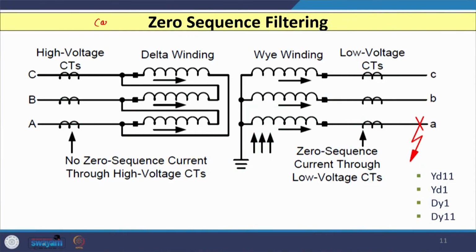Now, the second case we need to consider is the zero sequence filtering, or zero sequence compensation. To understand this, let us consider one delta star transformer. This is your delta winding and this is your star winding, and I have connected 3 CTs here. I have also connected 3 CTs here.